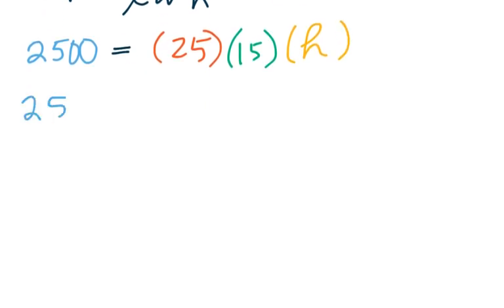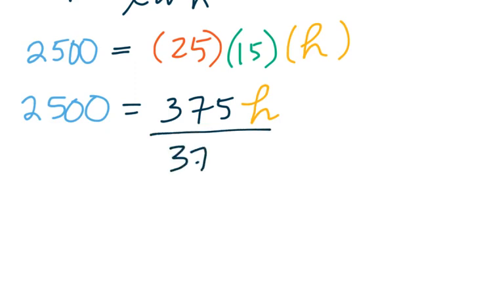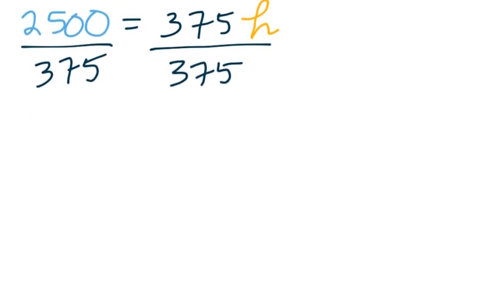To begin this problem, I'm going to multiply 25 times 15, and that gives me 375 multiplied still by the variable h. To solve this, I will divide by the coefficient of the variable, 375, on each side of the equation. When I do that, on the left-hand side, I'm left with a variable h with a coefficient of positive 1. On the right-hand side, I'm left with 6 2/3.